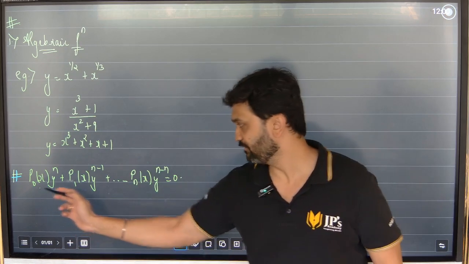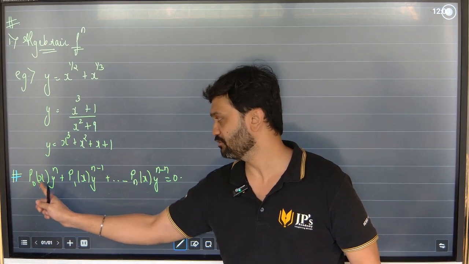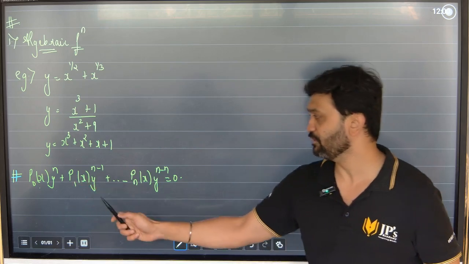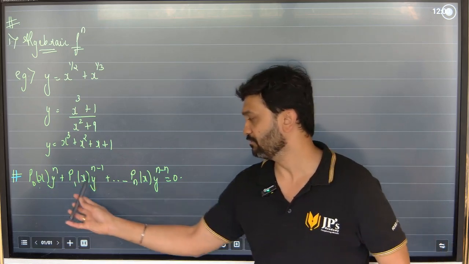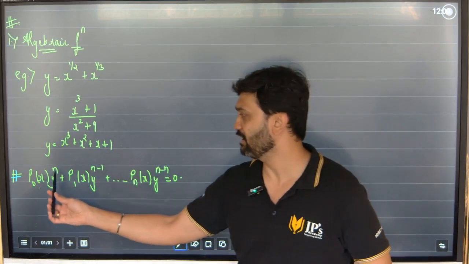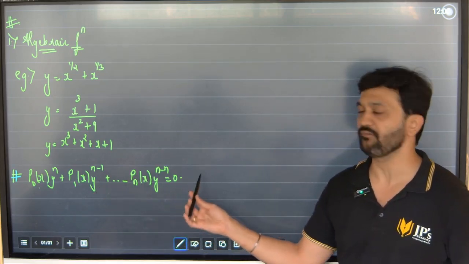So basically it's a function of y. P naught x is nothing but a function of x. The function of x, y raised to n, this is a coefficient. P naught x is the coefficient, P1 x is the coefficient. So y raised to n, the next term will become y raised to n minus 1. Say for example, if I take y cube, it will become y square, then y, and then y raised to 0.